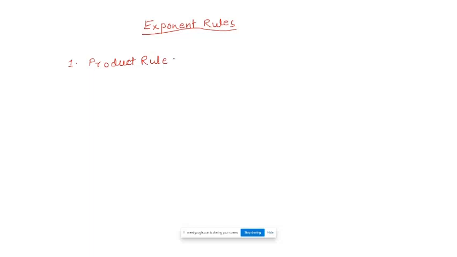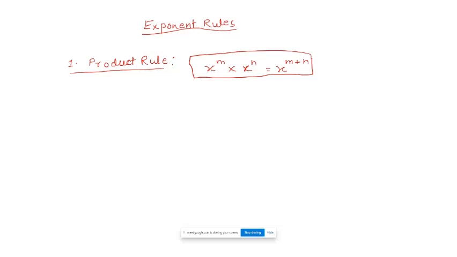It means if there are two exponents, suppose I have x to the power of m multiplied with x to the power of n. What's happening? X to the power m times x to the power n becomes x to the power m plus n. This is called the product or multiply rule for the exponent. Let's have the examples here. We're going to have multiple examples.